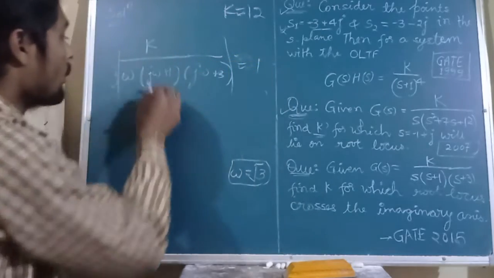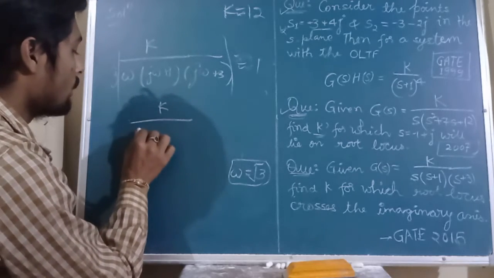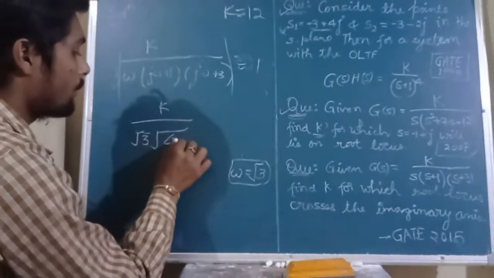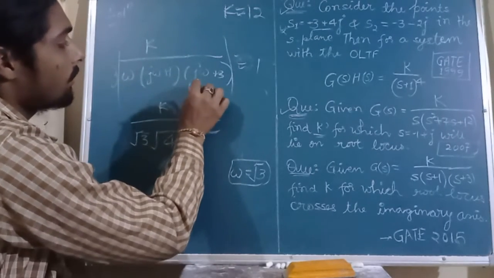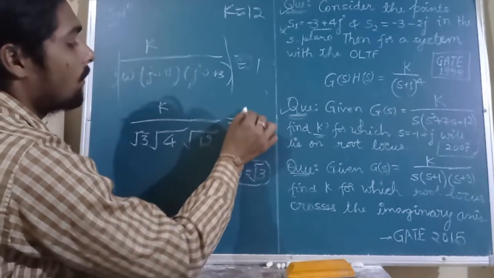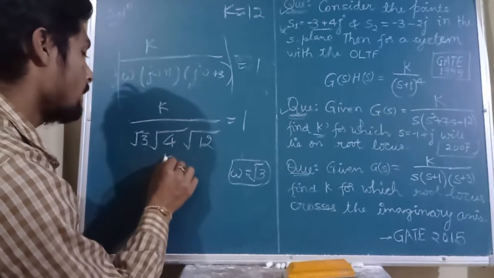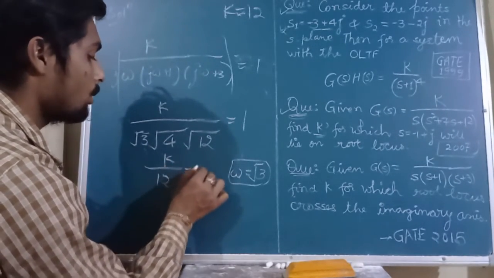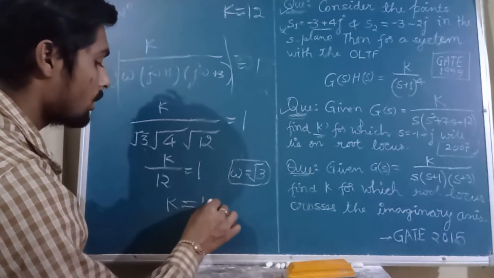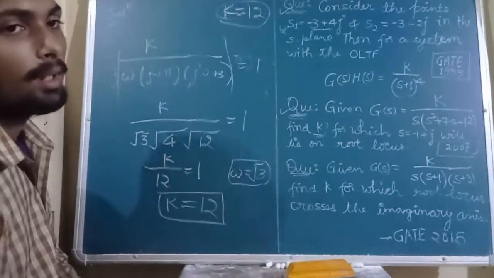Got it? Now K, this will be root 3 into root 3 plus 1, that is 4. Again, what is this? Root 3 plus 9, that is 12, must be equal to 1. Now 4 and 3, 4 into 3, that is 12. Means we have found that K upon 12 must be equal to 1, and hence K equal to 12. This is the same value which we got using the Routh-Hurwitz criterion.